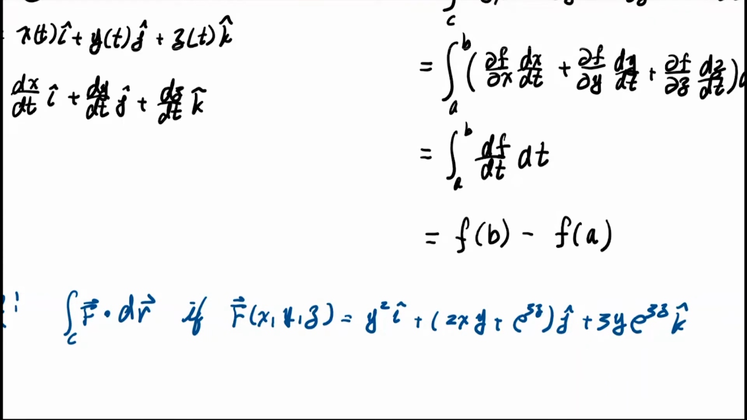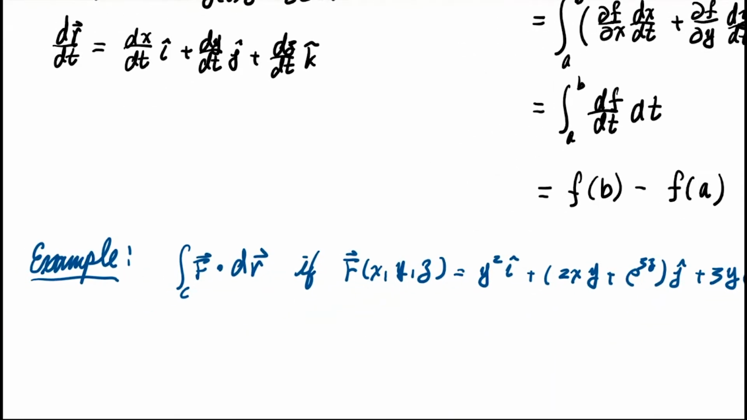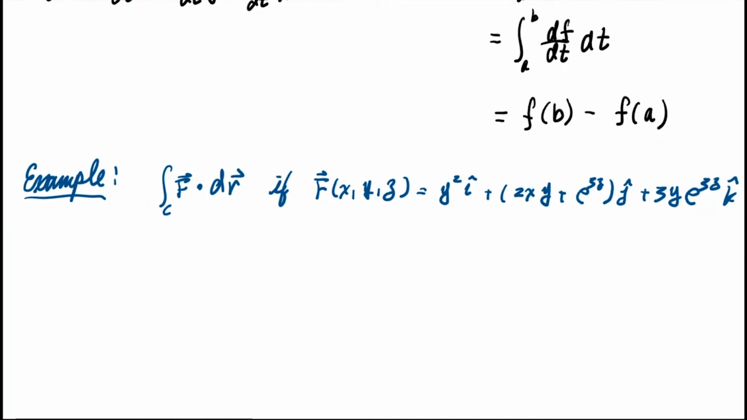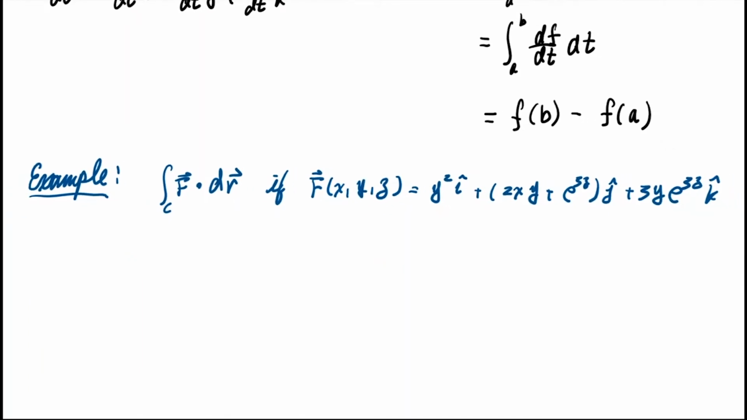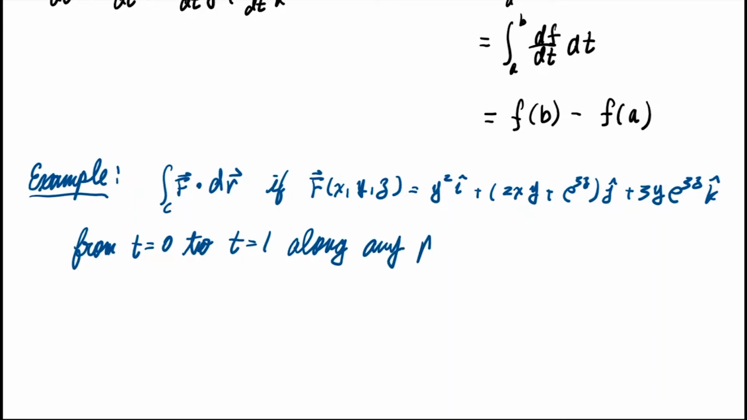Dang, huh? Now that's a handful, isn't it? And we don't even know what C is. So we have to evaluate this along any path. We'll just say do that from t equals 0 to t equals 1, along any unknown path. Dang, huh? Shall we do it?